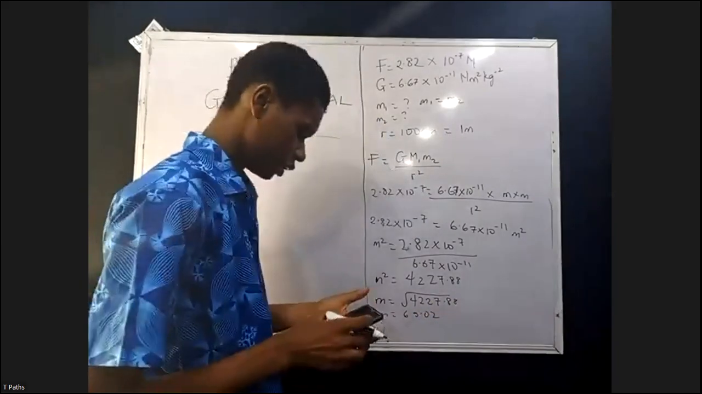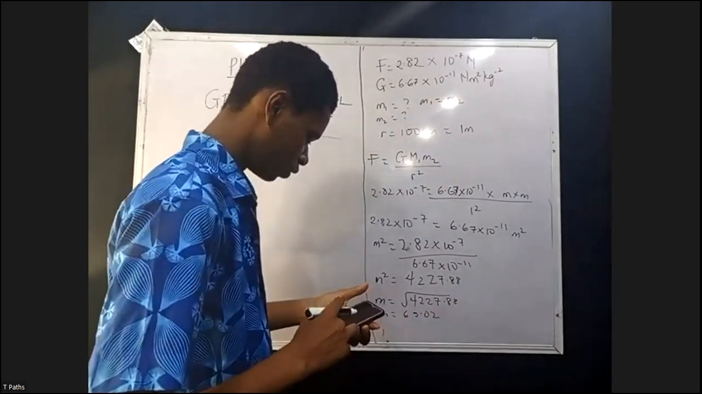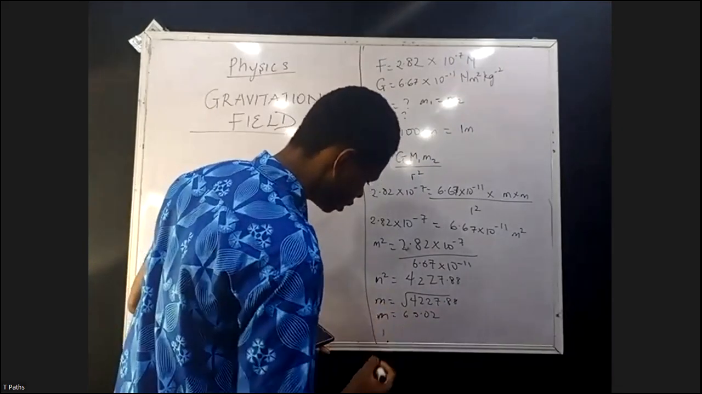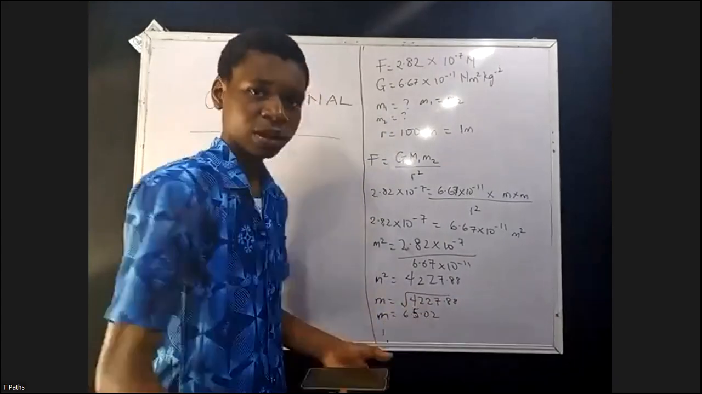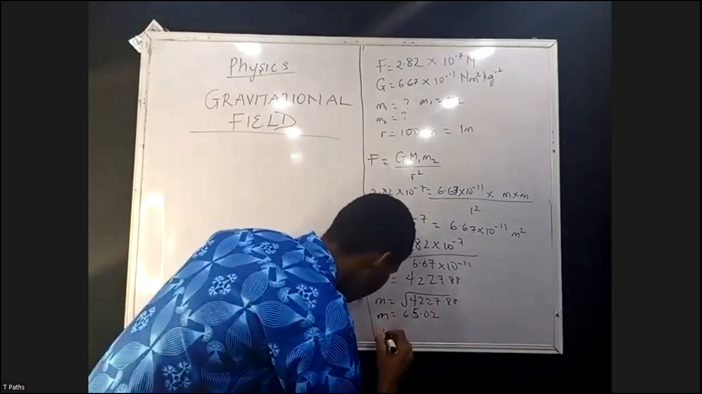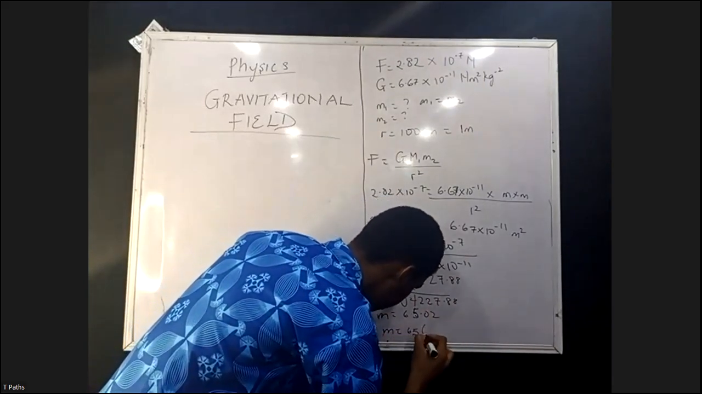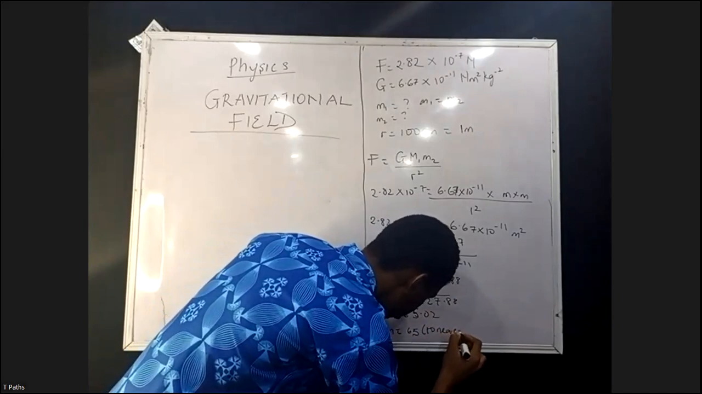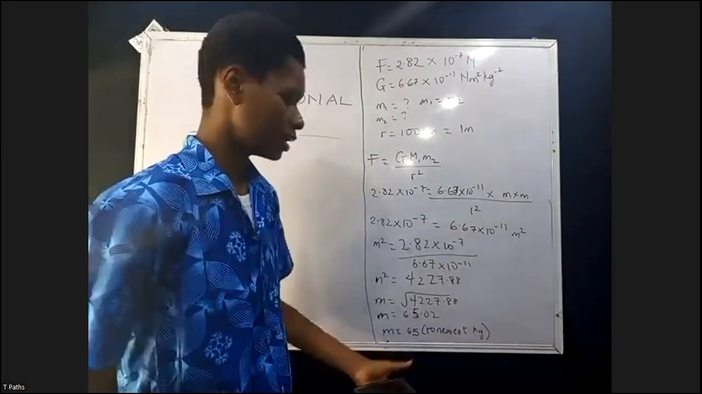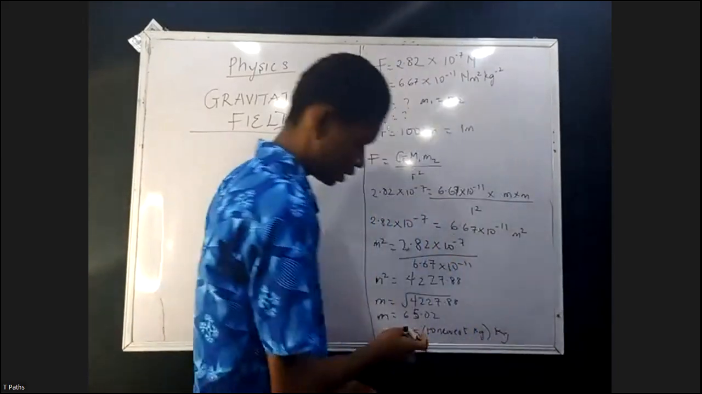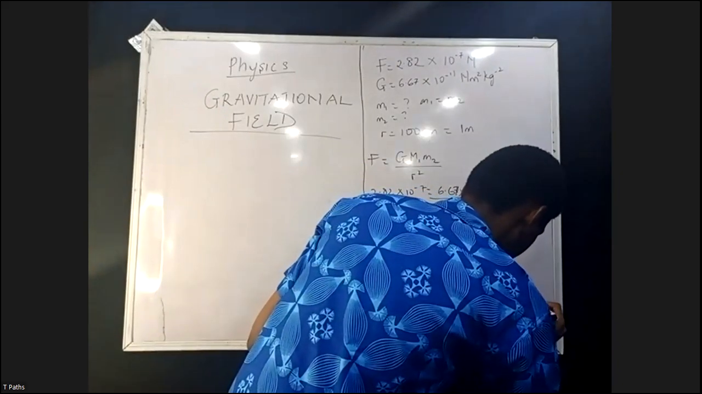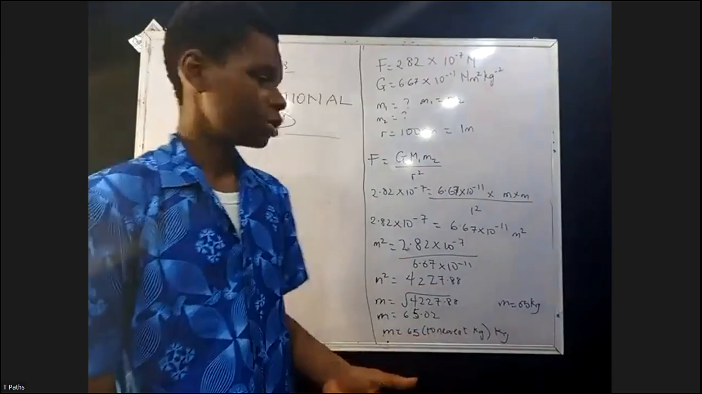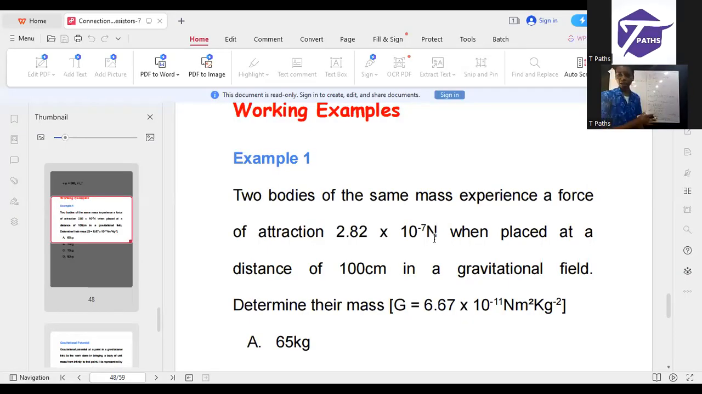And this will give me 65.02. The question says to give the answer to the nearest kilogram, so I'm going to convert this to the nearest whole number. So m is equal to 65 to the nearest kilogram. And don't forget, we are working with mass, so my unit is going to be kilogram. So this should be 65 kilograms, which means the mass of each of the two bodies is 65 kilograms, which is option A. So this is the solution to the question I gave you guys in the last class. If you got 65 kilograms, you are good to go.